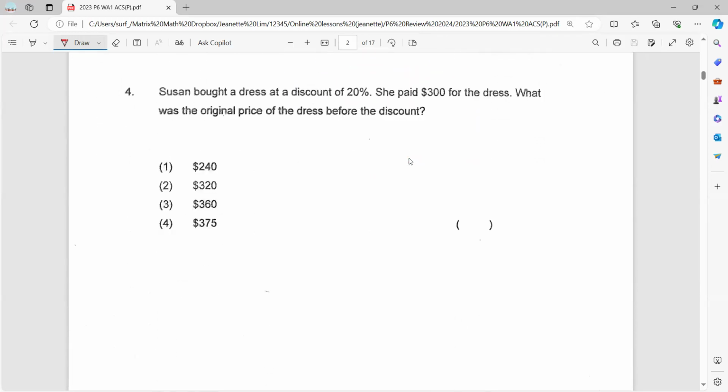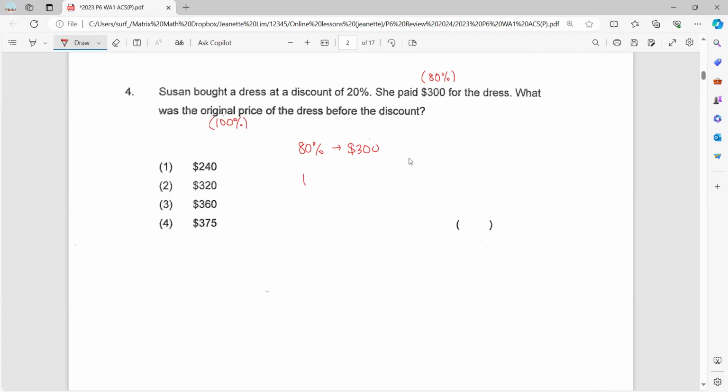Question 4. Susan bought a dress at a discount of 20%. She paid $300 for the dress. What was the original price of the dress before the discount? Okay, so this $300 is what she paid. It is what she bought after the discount. So this is 80%. So 80% is $300. We want to find the original price, which is 100%. So we're going to get from 80 to 100.